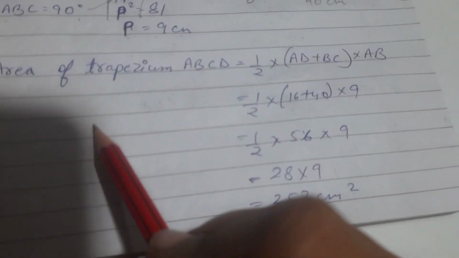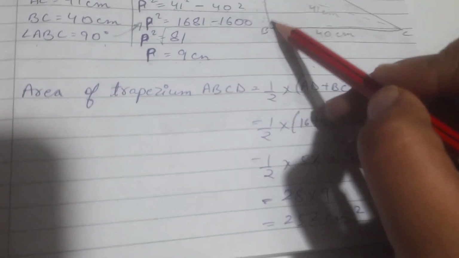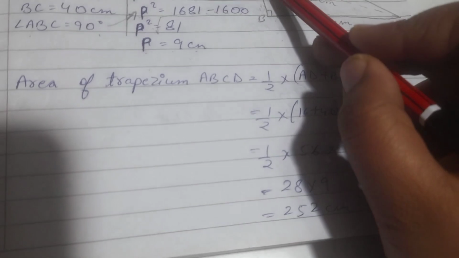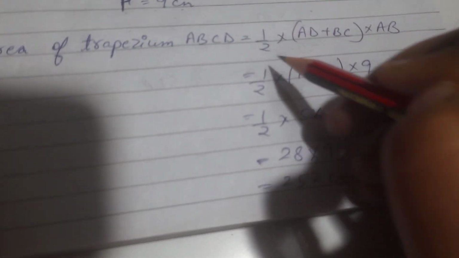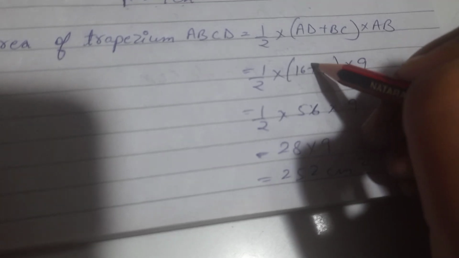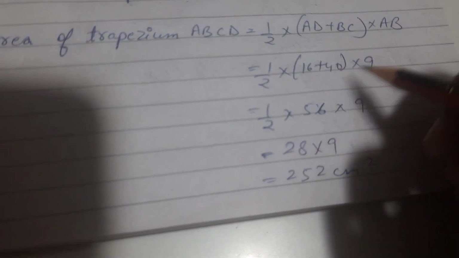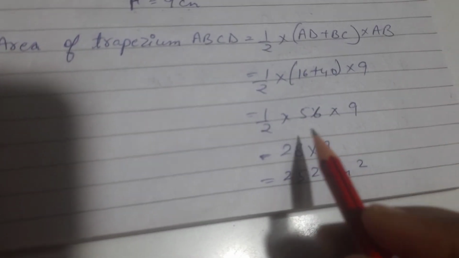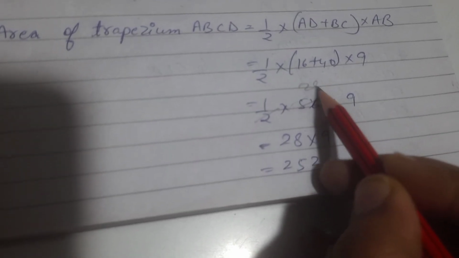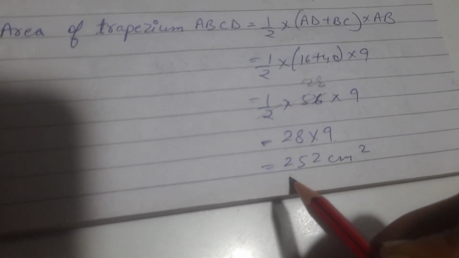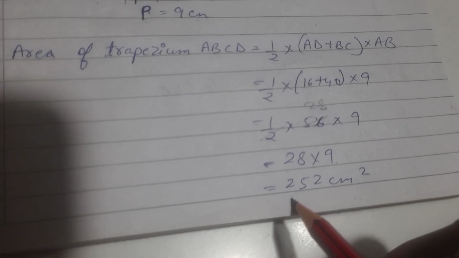Now let's put the values, because this is the height. We have to find this because this is the height of the trapezium. So put the values. 1 by 2 into 16 plus 40 into 9, and we get 56 by adding 16 and 40. So it will be 28. 28 into 9 is 252 centimeters square.